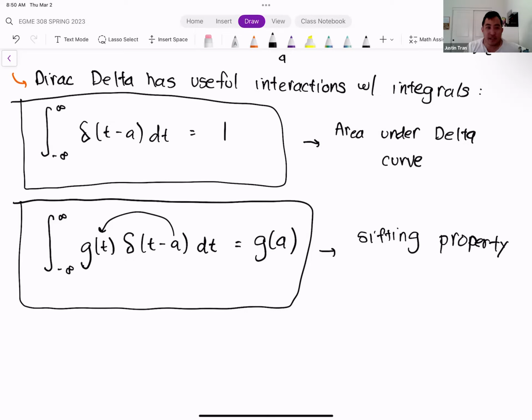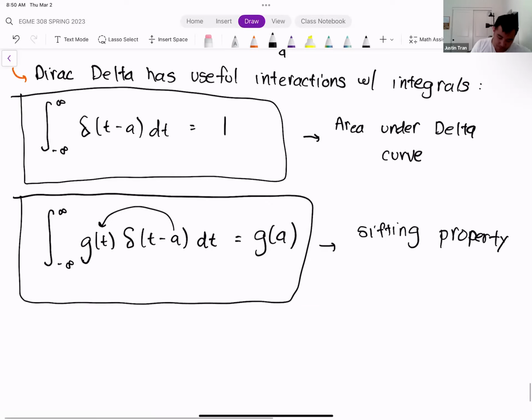Okay, so that's the area property, and that's the sifting property of the Dirac delta functions. Any questions on this so far? All right, so those are the properties. Let's talk about what Dirac deltas are useful for.